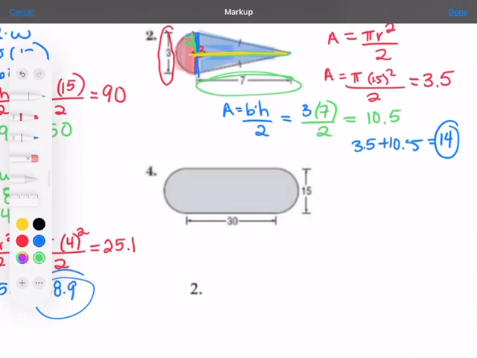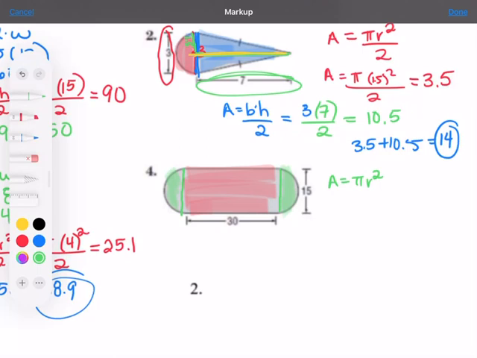So, number 4, we break it up. We have one semicircle here in green and another on the opposite side. So, in the middle, this red shaded region, that's a rectangle. That's what we have in the middle. So, let's start with the area of the semicircles. Now, because we have 2 semicircles, what do we have? A full circle. So we could just do area is equal to pi r squared.